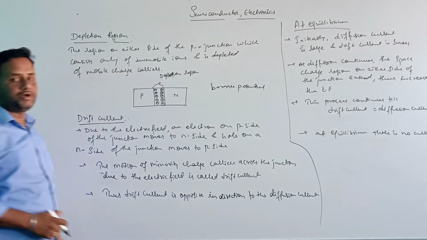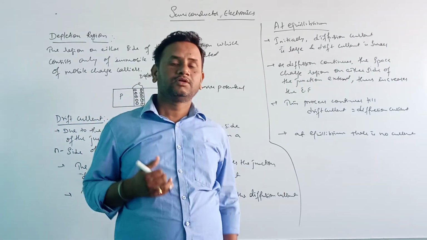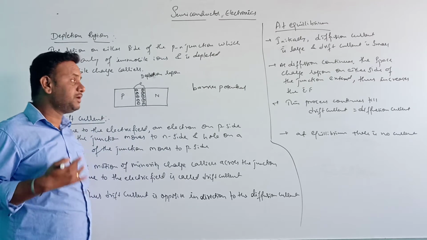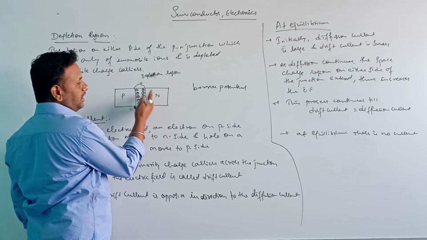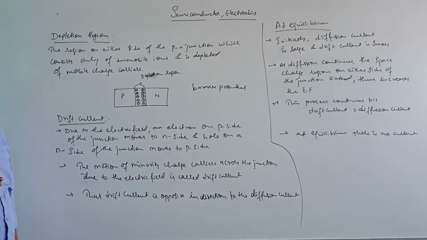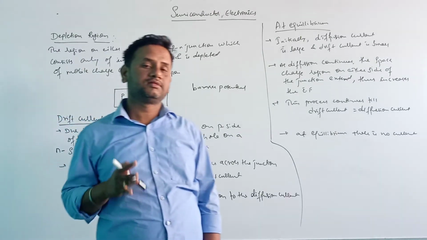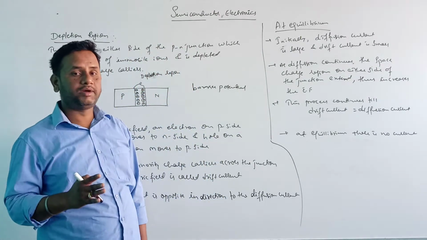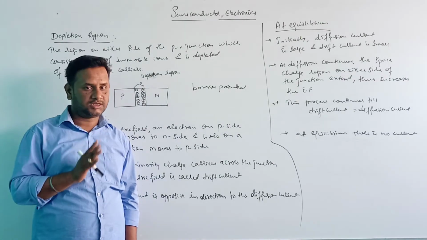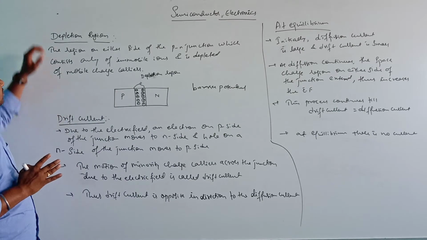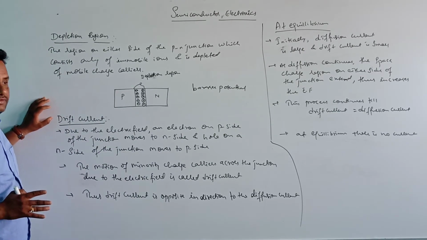The potential gradient, or barrier potential, prevents the movement of the majority charge carriers from the P region to the N region and from the N region to the P region. The barrier potential prevents the movement of the majority charge carriers from one region to the other. So that is for the depletion region. Now, drift current. What is this drift current?